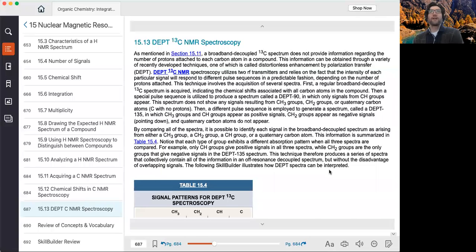This is section 15.13 on what's called DEPT, or distortionless enhancement by polarization transfer, in carbon-13 NMR spectroscopy. Before, in sections 15.11 and 15.12, we talked about how you can't really get any structural information from a carbon NMR because we take out all of the couplings between carbon and hydrogen. So we don't know what the neighbors are for each signal.